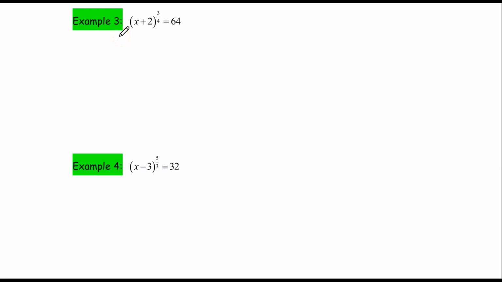Now, example number 3. Suppose we are to solve for x: (x plus 2) raised to 3/4 equal to 64. Just take note that sometimes this is not written this way, but rather it could be written as the 4th root of (x plus 2) cubed equal to 64. So if you are given something that looks like this, your first step is to write it in this form.